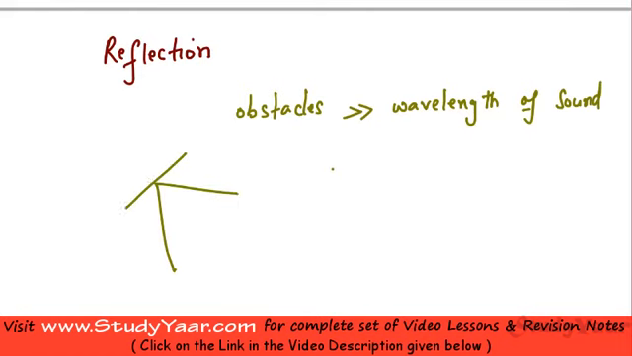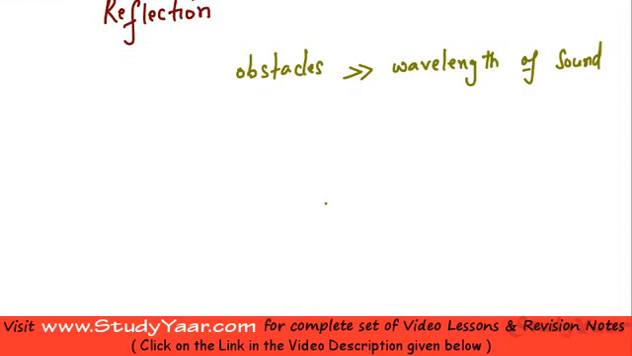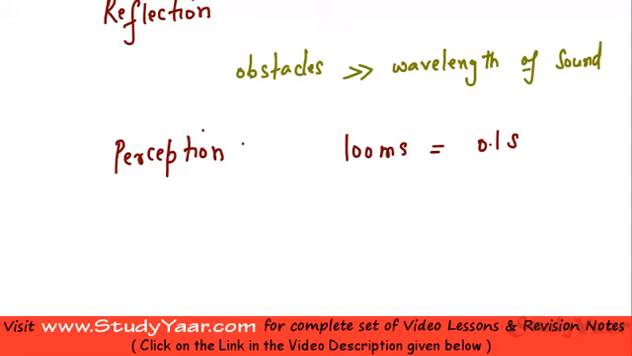Generally what happens is when we hear a sound, the perception of that sound stays in our mind for about 100 milliseconds. 100 milliseconds is around 0.1 seconds. So the perception of any auditory stimuli stays for around 100 milliseconds.